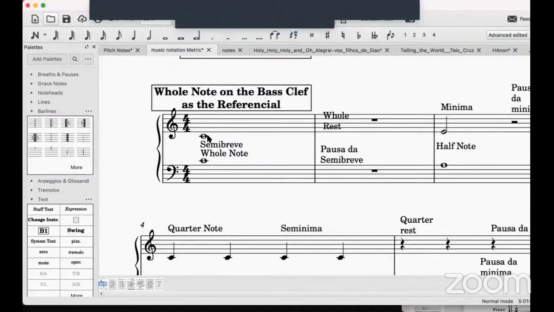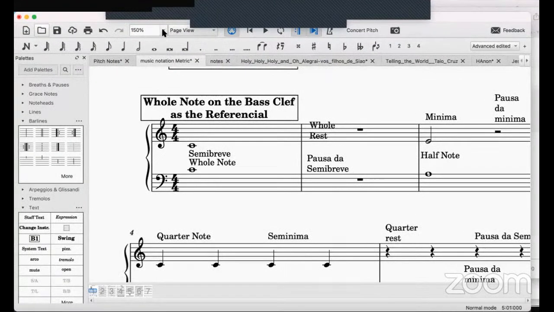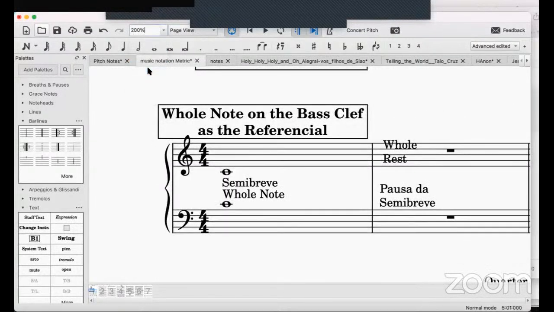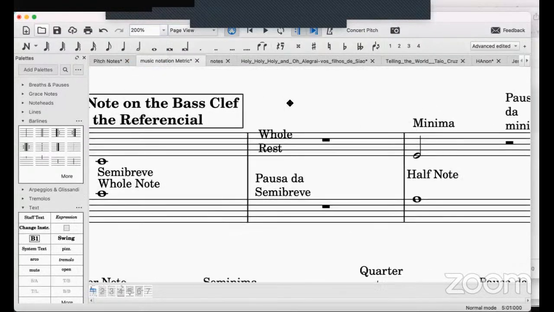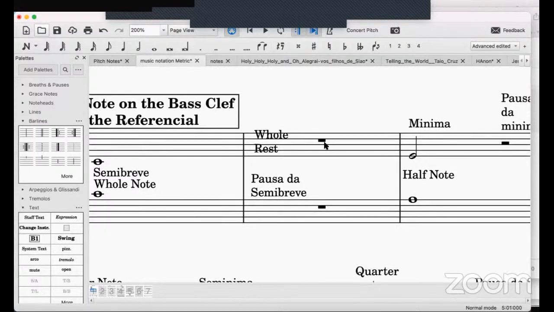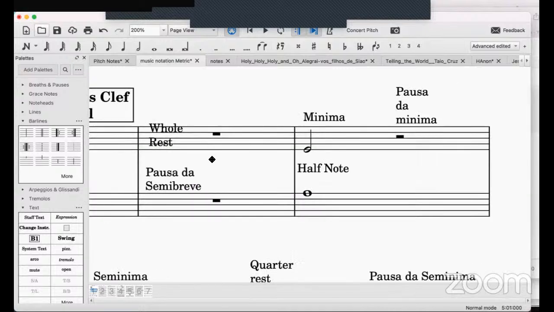So the whole note is the semibreve. The whole rest is located below the fourth line, 1, 2, 3, 4. I can augment this part here. See, this is the whole rest, 1, 2, 3, 4, below the fourth line on the musical staff. That's the whole rest.